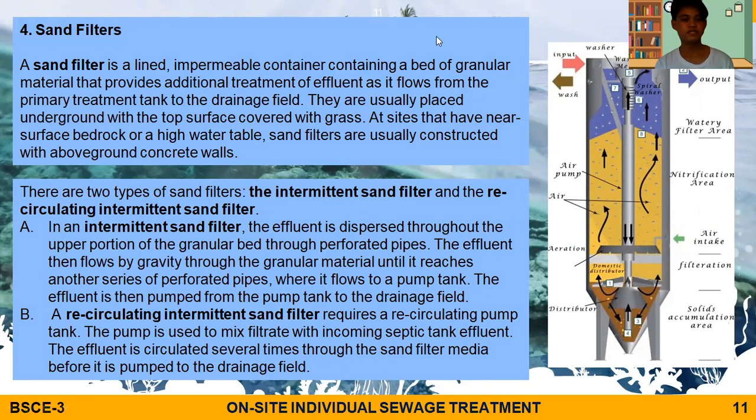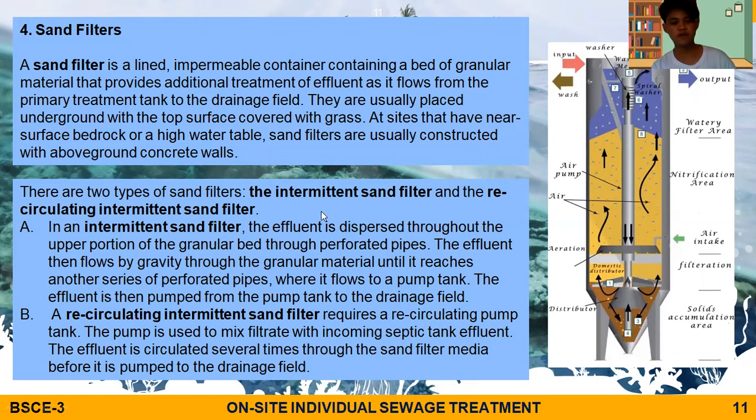A sand filter is a lined impermeable container containing a bed of granular materials that provides additional treatment of effluent as it flows from the primary treatment tank to the drainage field. They are usually placed underground with a top surface covered with grass at sites that have near-surface bedrock or a high water table. Sand filters are usually constructed with above-ground concrete walls.